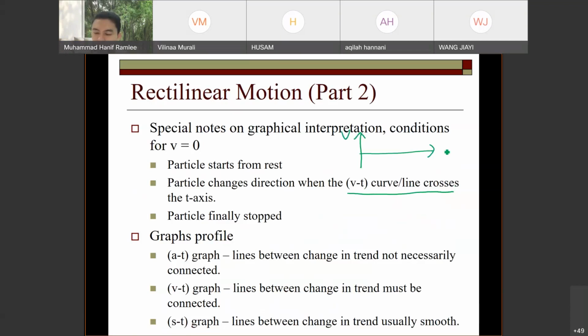So the vt graph should be like this, for example. We do have v equal to 0 here. Sorry, not t, v equal to 0. This one, v equal to 0. So there are two turning or stopping or starting points.